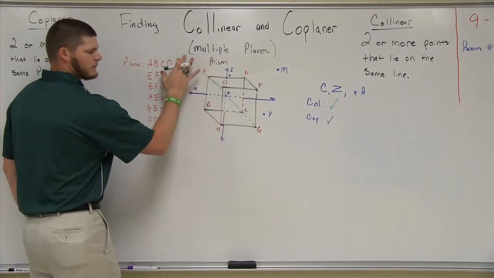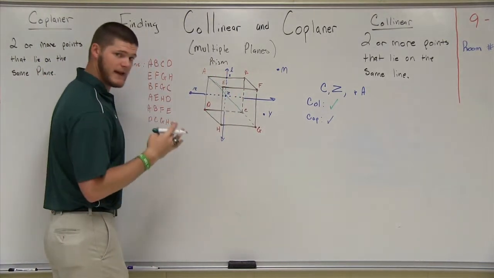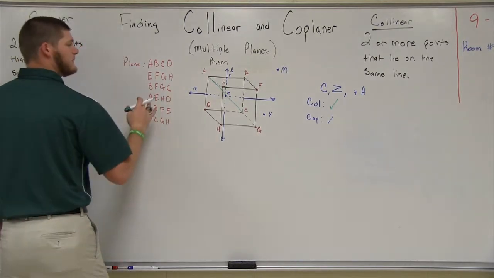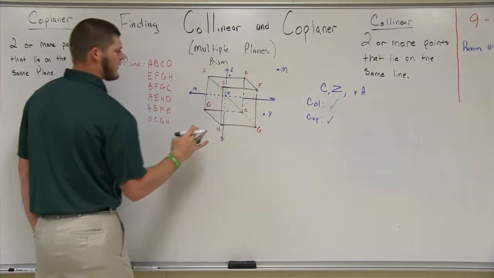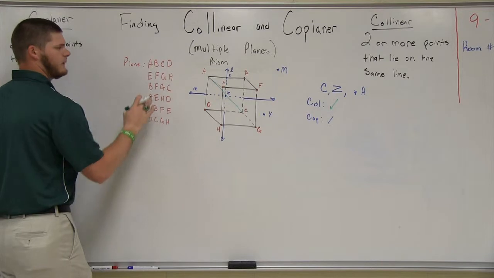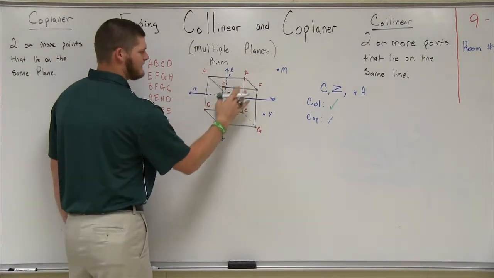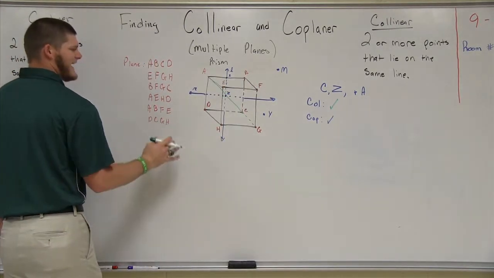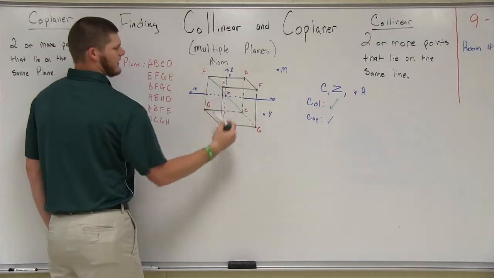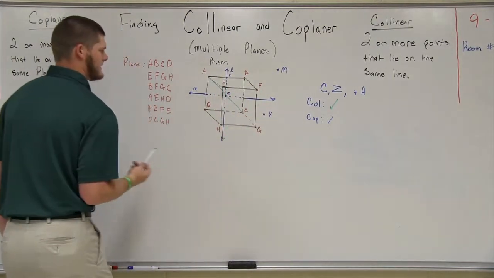That sometimes there are parts of a construction that we can't see, and we also need to be able to realize how to name a plane, or if we are given the name of a plane, we have to recognize where that plane is at, and we have to understand what collinear and coplanar is with multiple prisms.